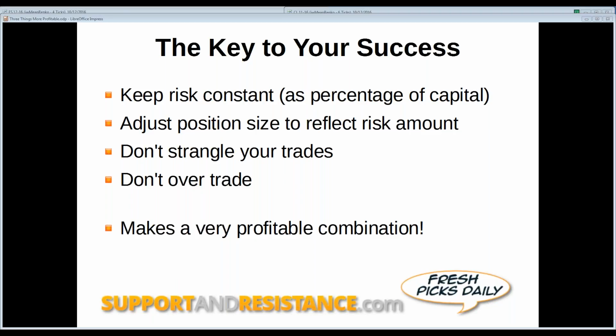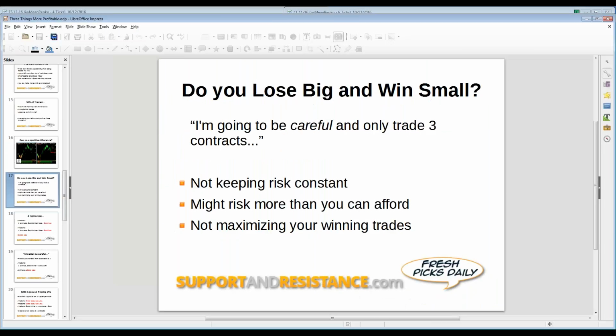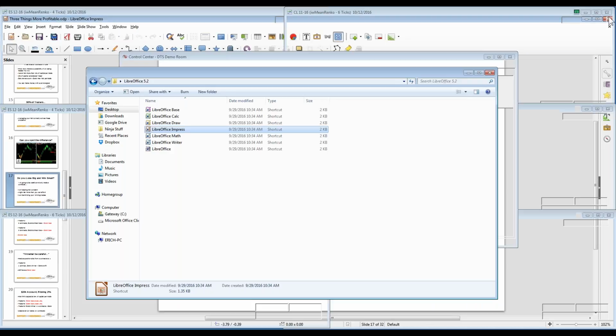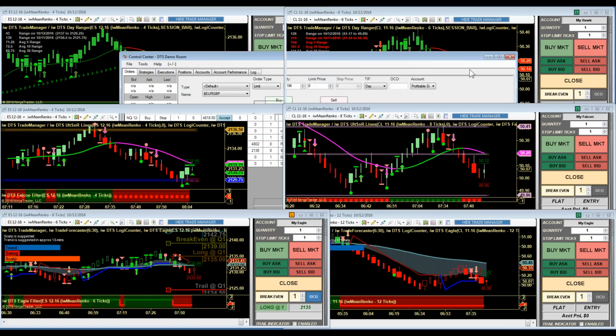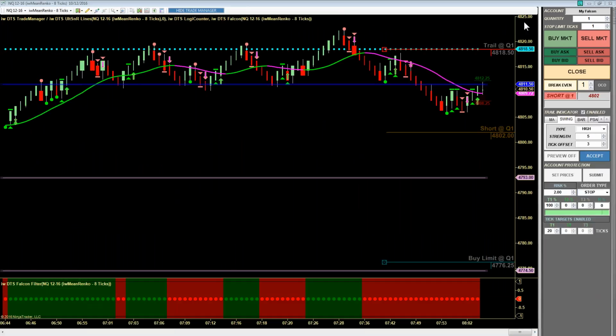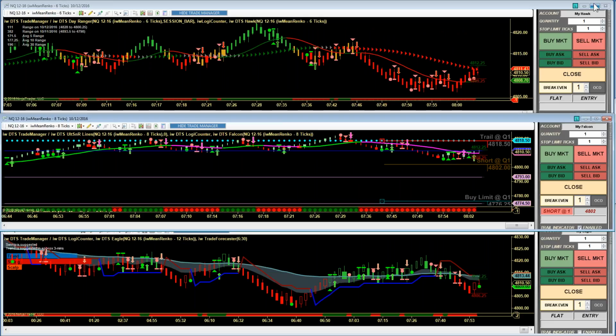And that's the whole thing behind the trade manager here. Let's go back now to the other chart. The trade manager enables you to maximize your position without risking more than you can afford to lose.